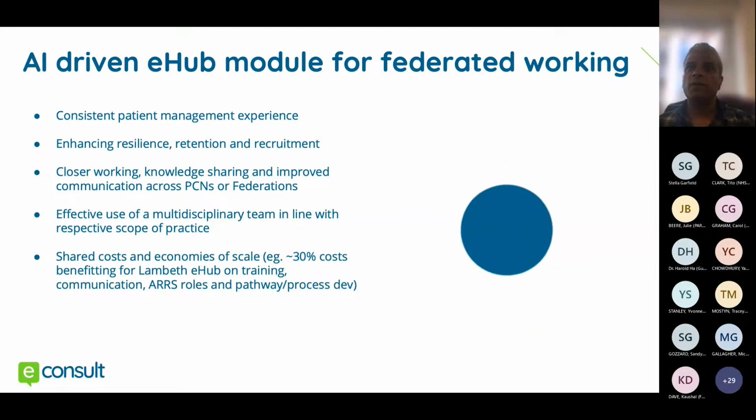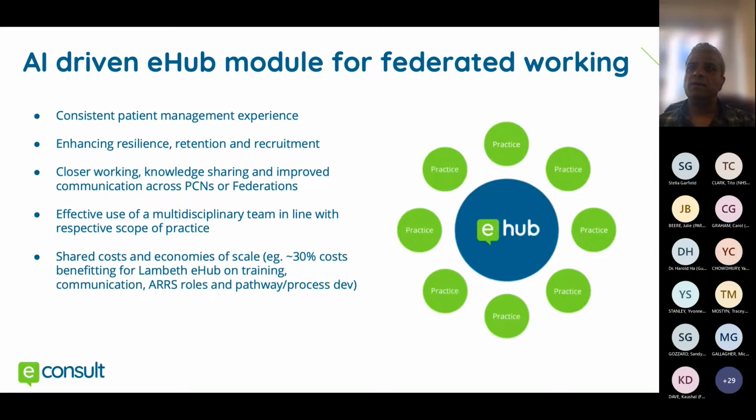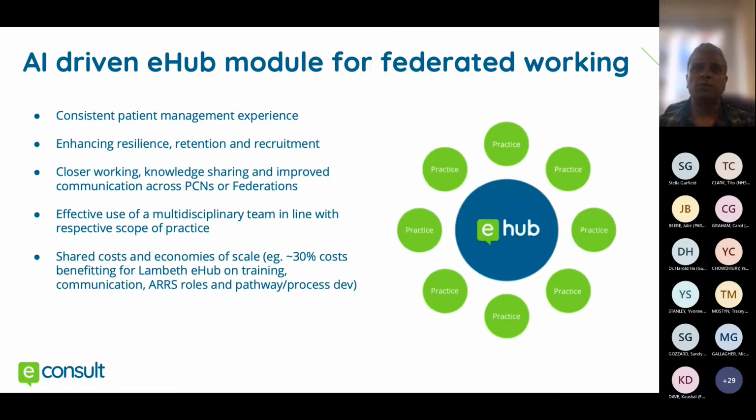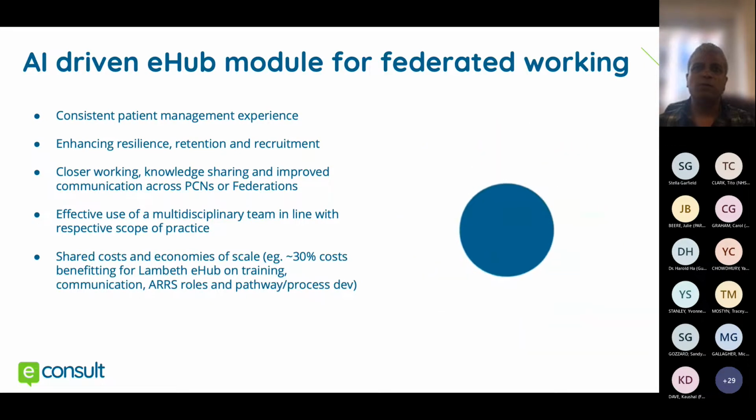You get better synergy between your PCN or between your federation. It's easier to make better use of the multidisciplinary team, which is particularly pertinent with the ARRS roles in play. And you can share the economies of scale.